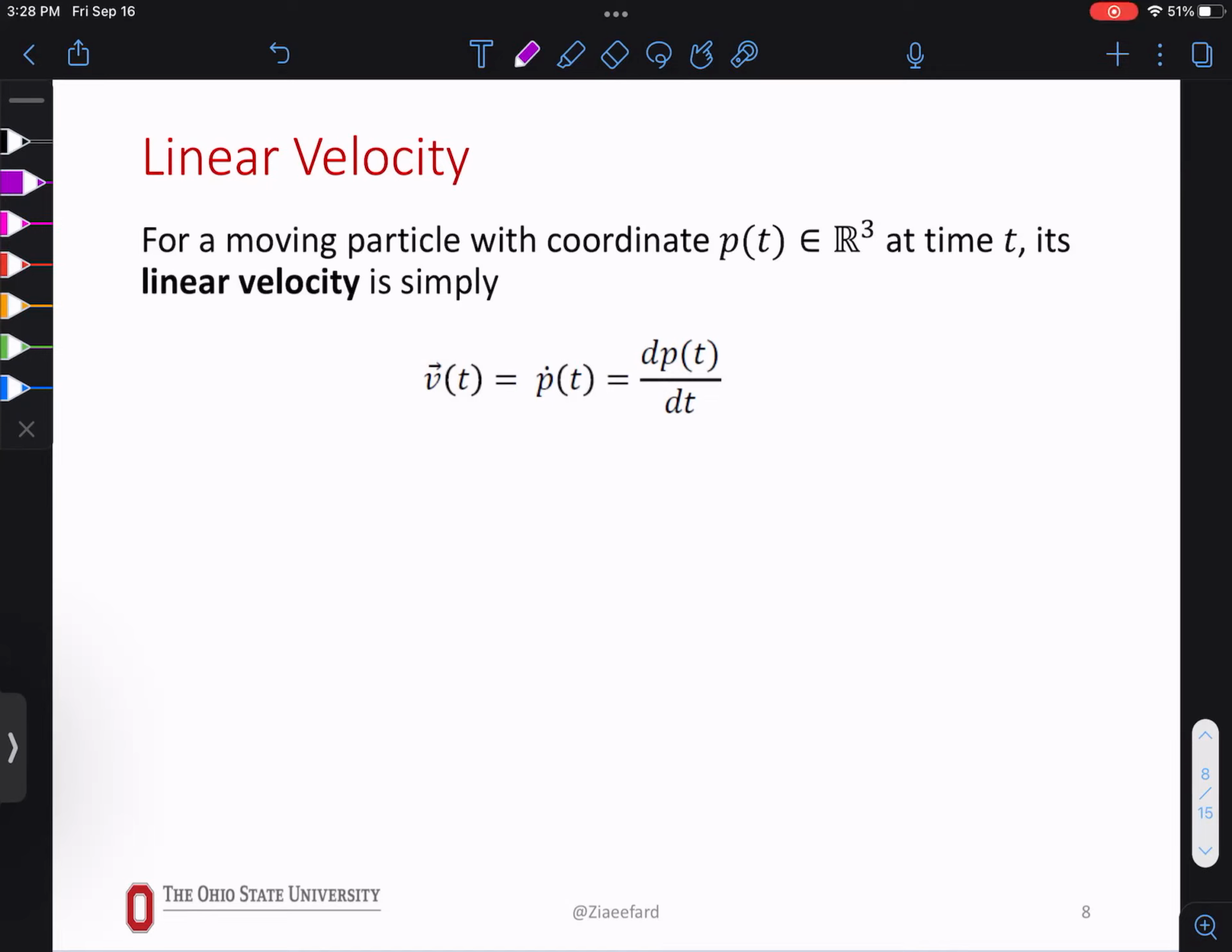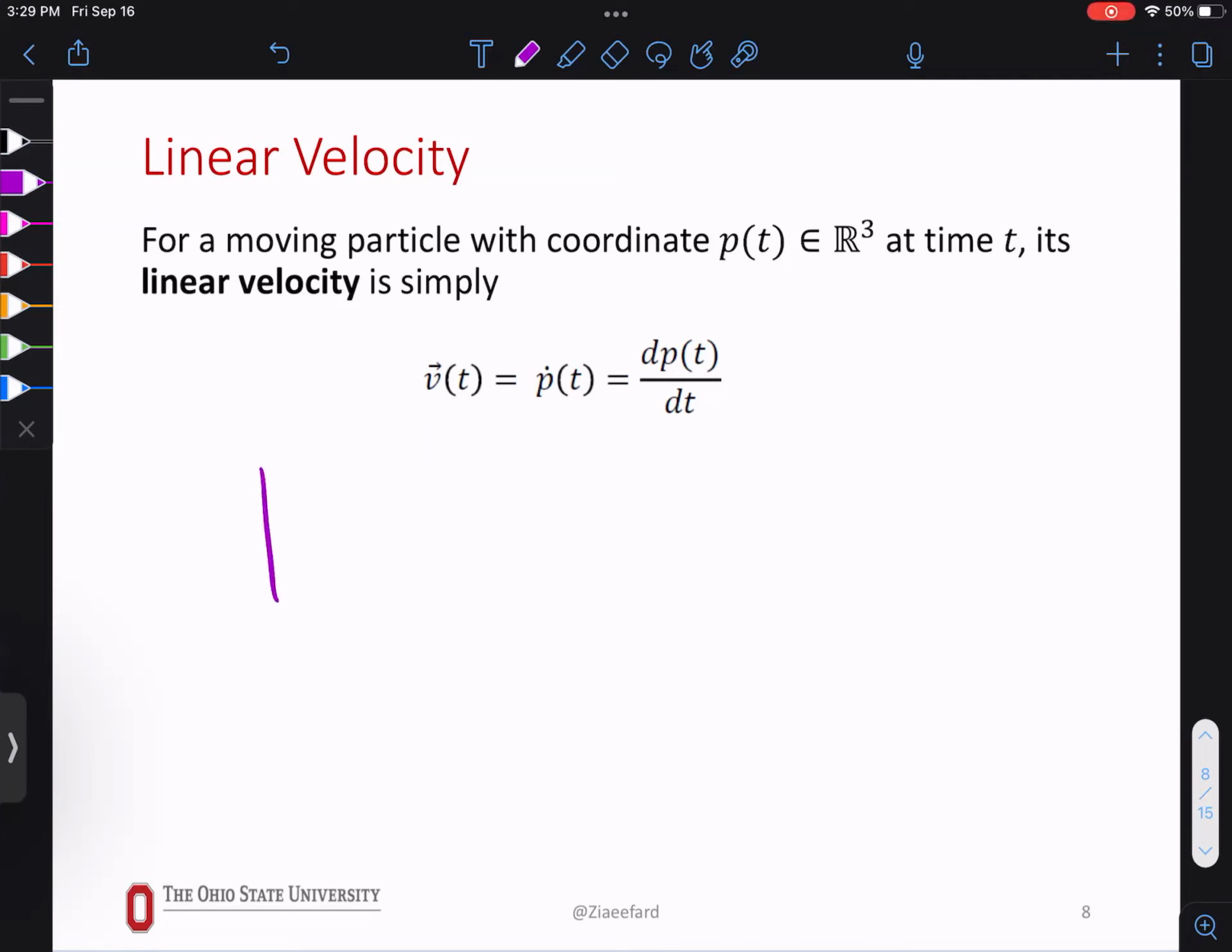Now, for a moving particle with a coordinate of P of T, so we are in time domain. That's all it means. When we are in time domain in 3D space, we can write the linear velocity as V of T, which is P dot of T, the rate of change of the position. And we can write the derivative of P of T with respect to t. So these are the notations. We can use them interchangeably at any time. They all mean the same.